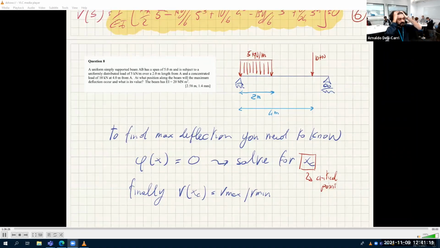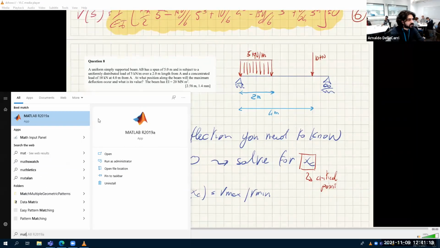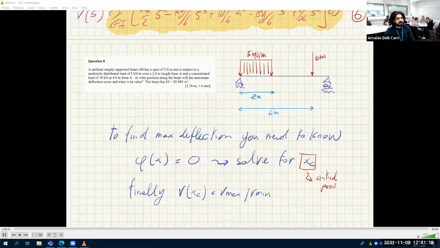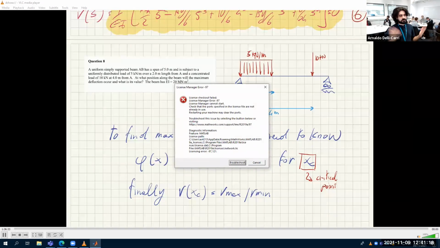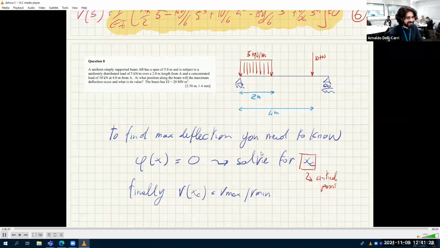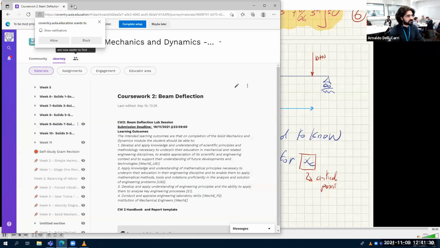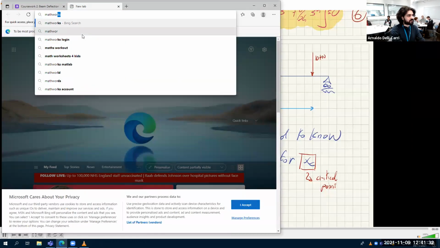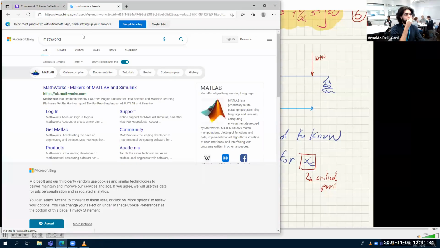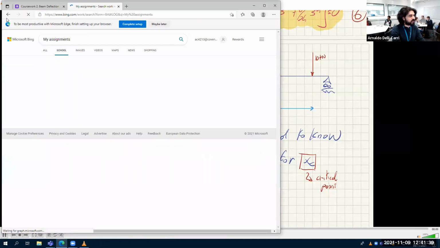Now let me check if I can. If we have MATLAB here, I want to see if we can do this. No, we don't have MATLAB here. That's it, done, solved. Can I use MATLAB online? Yeah, you can, on MathWorks. Check. Oh, I'll need to log in.